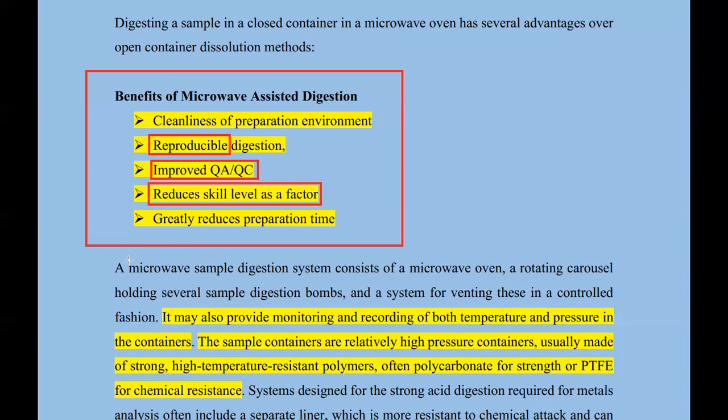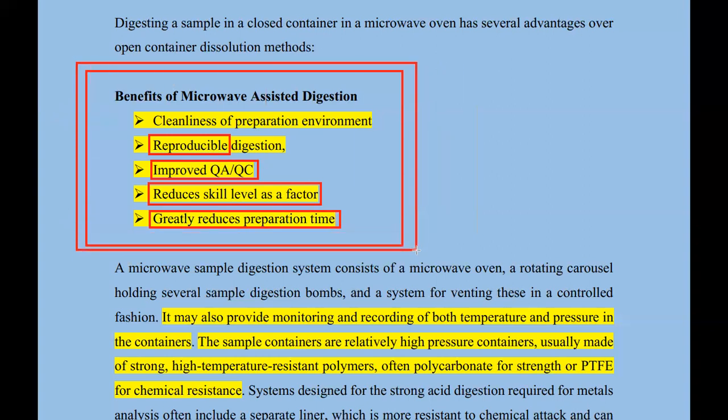Then the other one is that it's very fast. If you needed to dissolve this metal in a very cold acid, and you increase the temperature, you also increase the pressure, so the time it takes is going to be reduced. So that greatly reduces the preparation time. These are some of the benefits for which one might recommend microwave acid digestion.